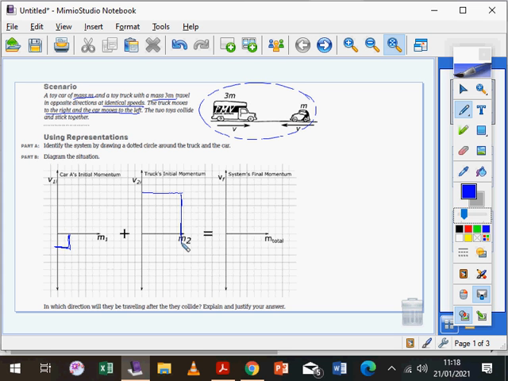Whoa. This is mass, my goodness. Yeah. Should be like that. Okay. Should be like this. Because it has 3 times the mass. And what's the final momentum of the system? What's the final momentum of the system?